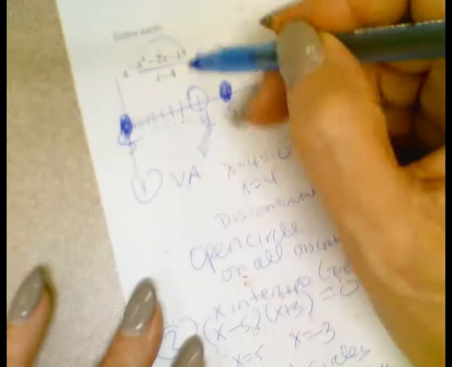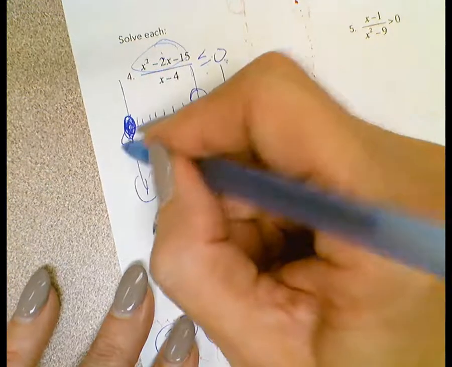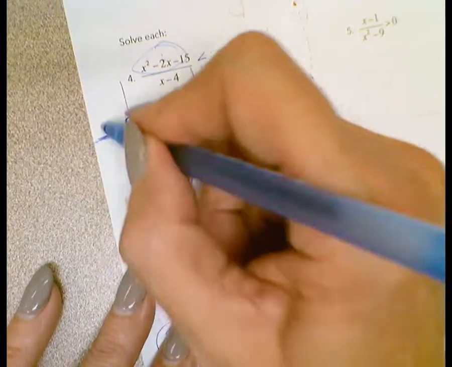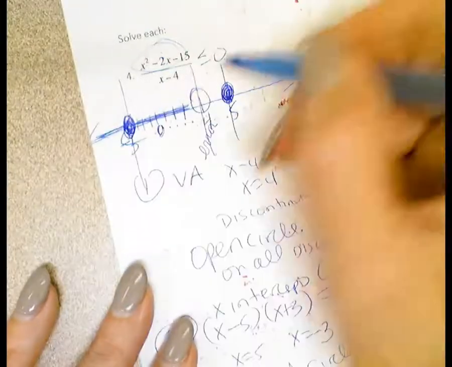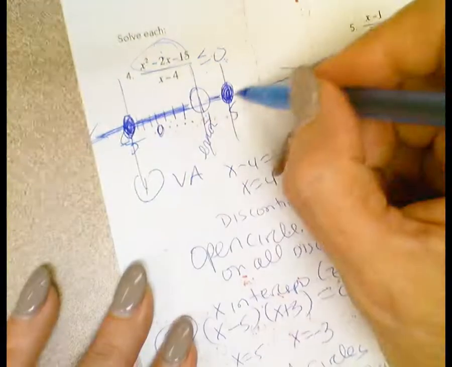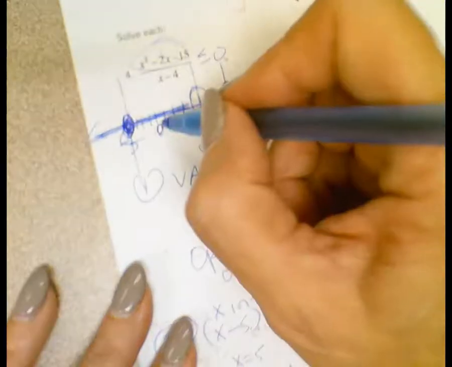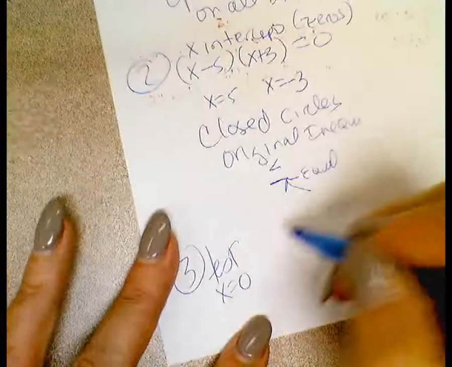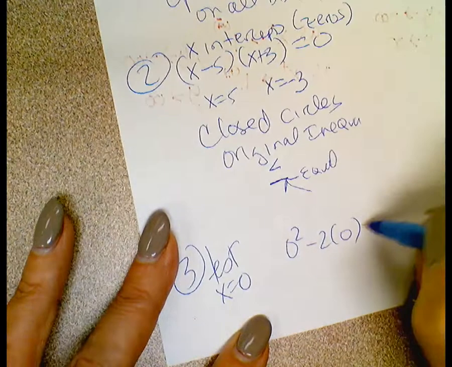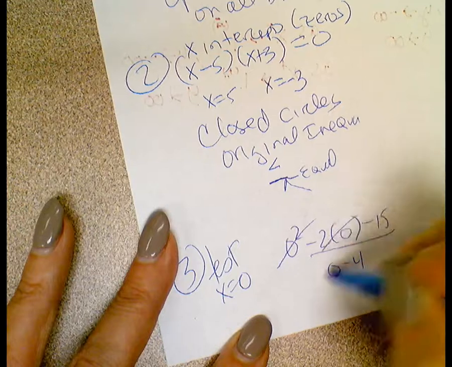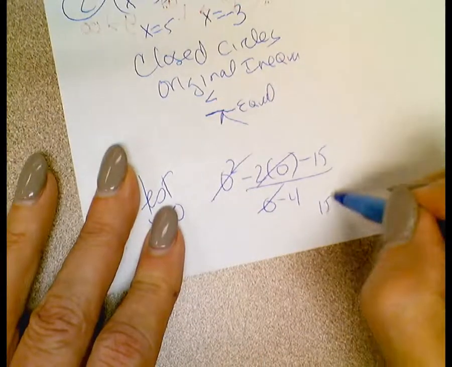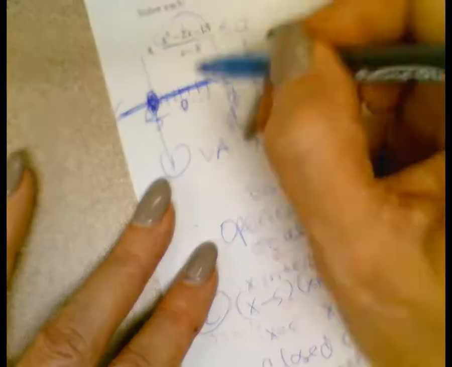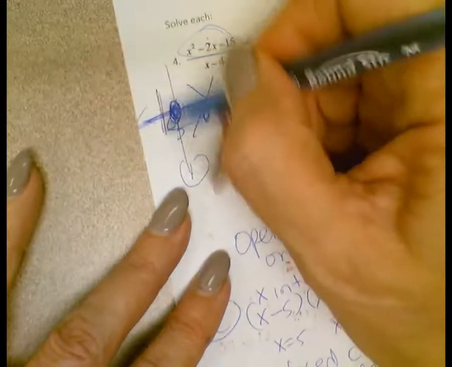So now we have 4 sections. We need a number from one of these sections. We have this section over here to the left, a section in between negative 3 and 4, a section between 4 and 5, and a section over here. We're going to test 0 in the original problem. So we have 0 squared minus 2 times 0 minus 15 over 0 minus 4. So you're going to have 15 fourths. Is 15 fourths less than or equal to 0? No. So that means this section does not work. That means this section does.